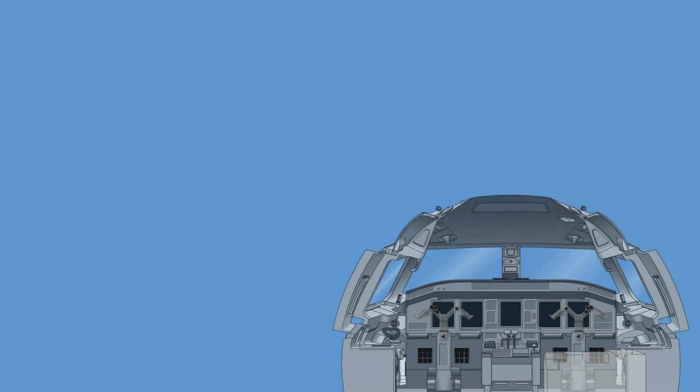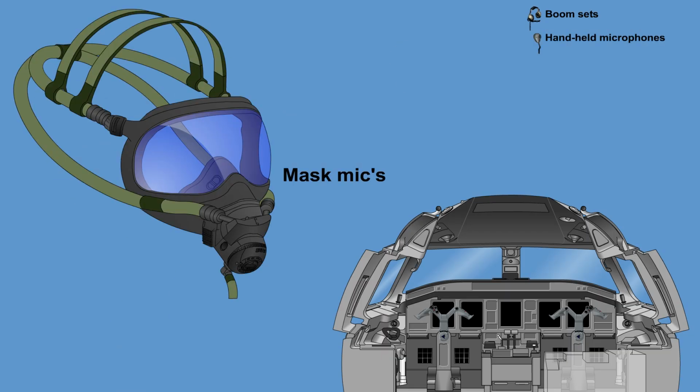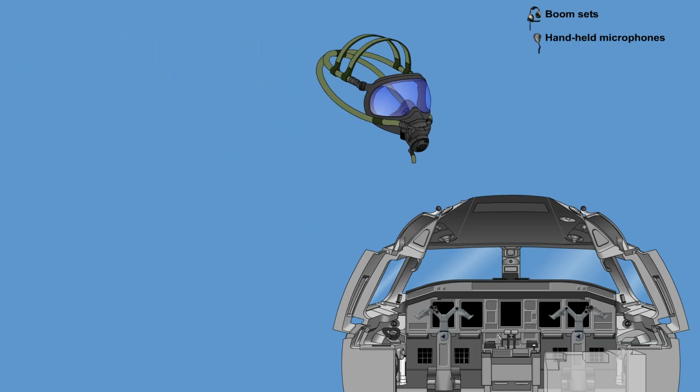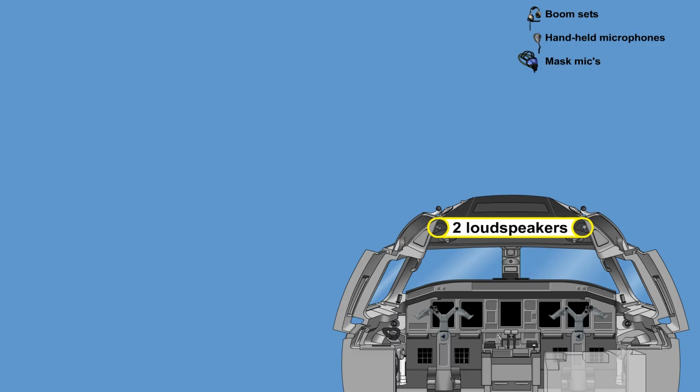Several line replaceable units are in the cockpit for the pilot, the co-pilot, and an observer. There are boom sets, handheld microphones, and mask mics for transmitting. For receiving, there are headphones and loudspeakers.